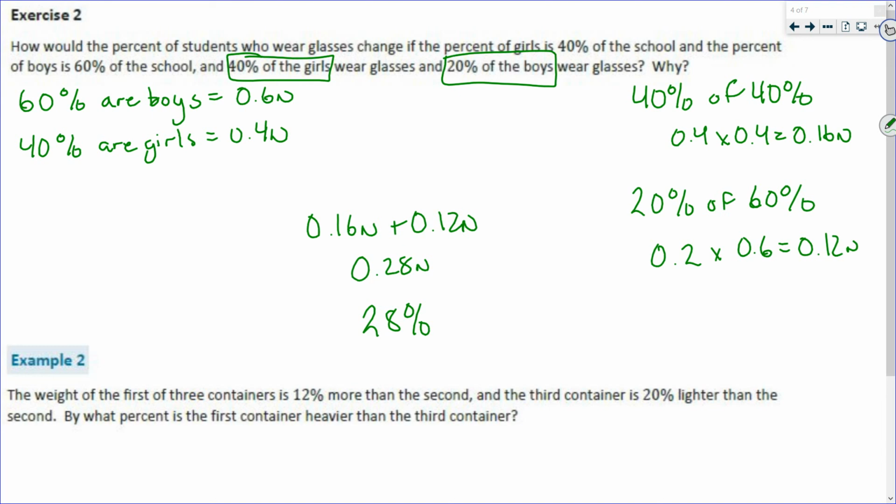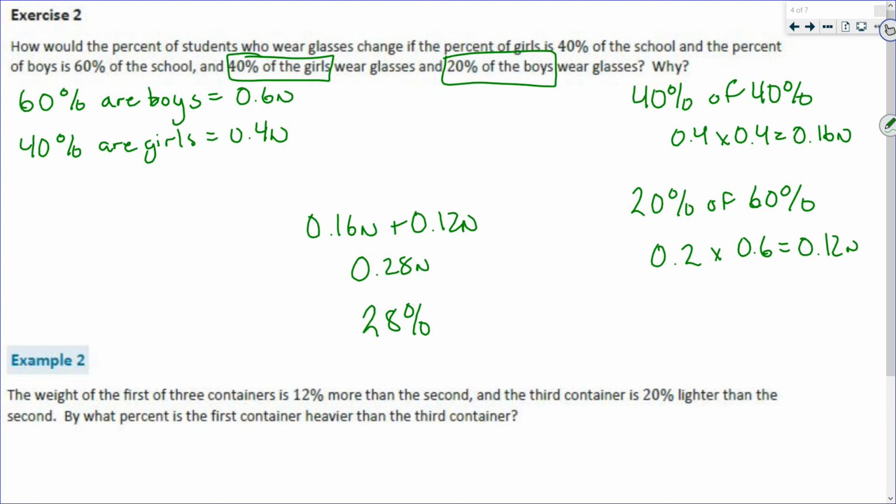So what they're saying is that if the populations didn't change, this time the populations did change. What was different from problem 1 versus problem 2? Well, problem 1 said that the school has 60% girls and 40% boys. So those two numbers switched. If 20% of the girls wear glasses and 40% of the boys wear glasses, so those numbers switched as well.